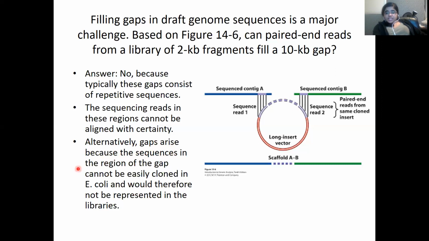because the sequences in the region of the gap cannot be easily cloned in E. coli and would therefore not be represented in the libraries. So these gaps come up because they cannot be aligned with certainty. In this case, since it cannot be easily cloned, it wouldn't be represented in the libraries that you would use for these different situations, right? I hope that made sense.